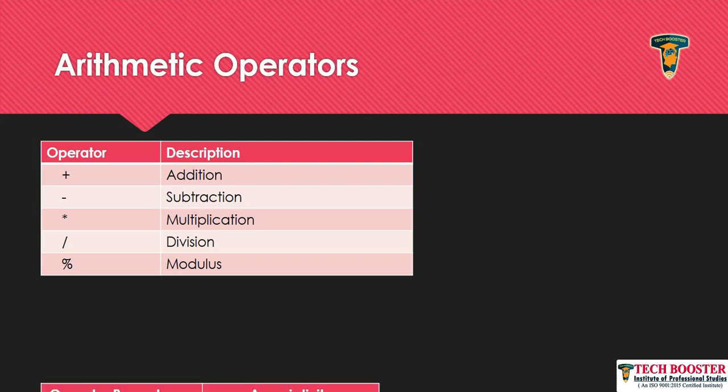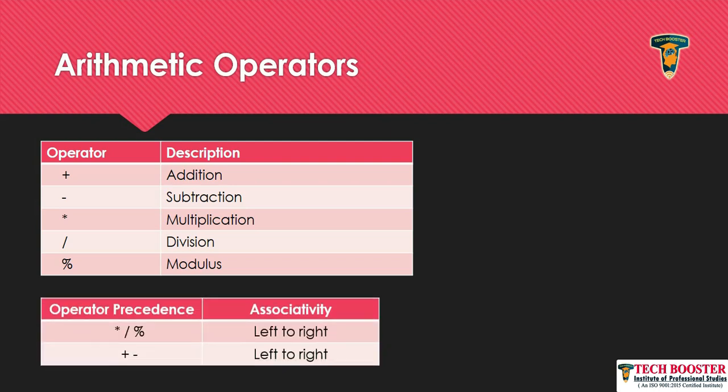Next, let us understand operator precedence and associativity. Whenever you want to solve any mathematical problem which involves operations like addition, subtraction, multiplication, division, basically what we follow is the BODMAS rule, where B stands for bracket, O stands for of, D stands for division, then multiplication, addition, and subtraction. This is the rule that we need to follow in order to solve mathematical problems.